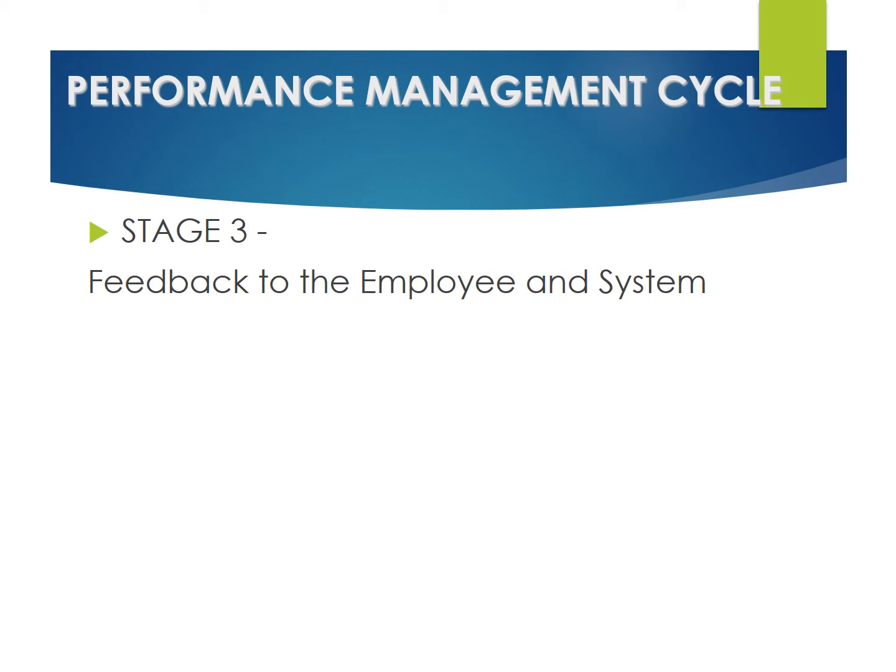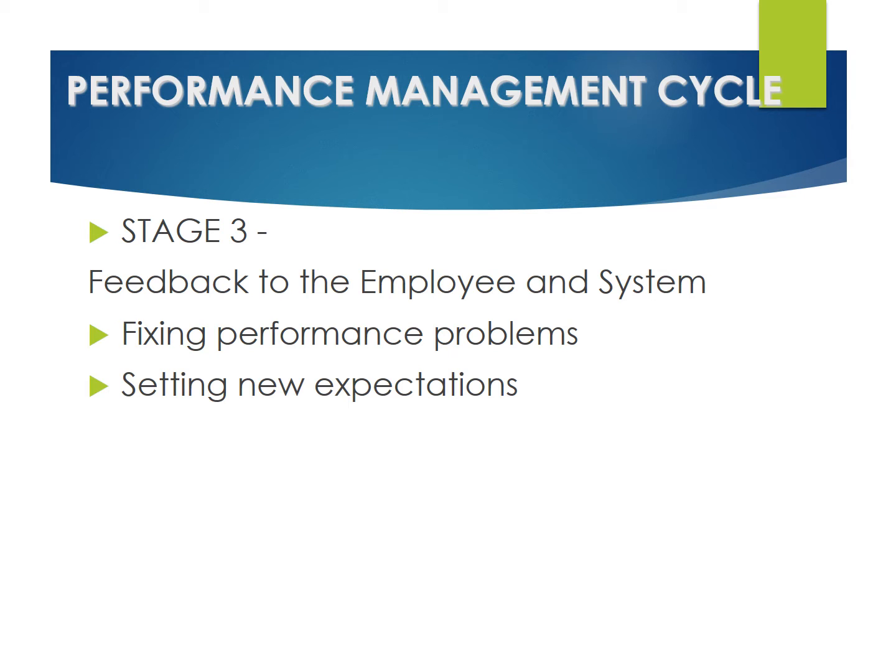In stage 3, what we're doing is feeding back the information from this monitoring and this documentation into the system. Now you're looking at fixing performance problems, looking at new expectations for the next defining period, and rewarding employees. So that an employee will know at the feedback stage what it will look like next year, depending on what happened here. Now, it is not as clear cut as that, but those 3 sets of activities need to take place if you're going to consider that you have a performance management cycle.